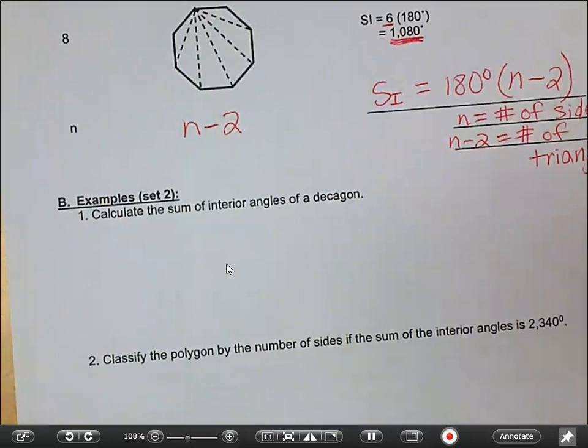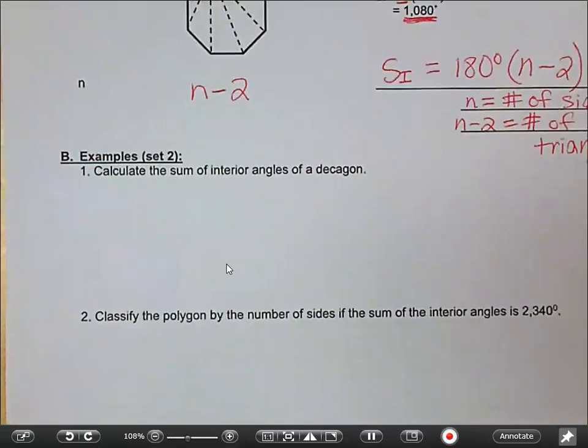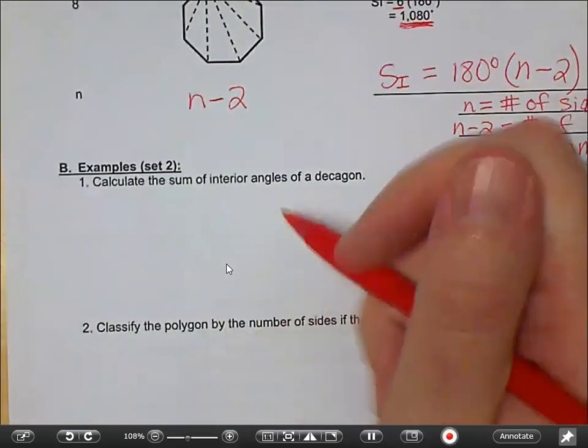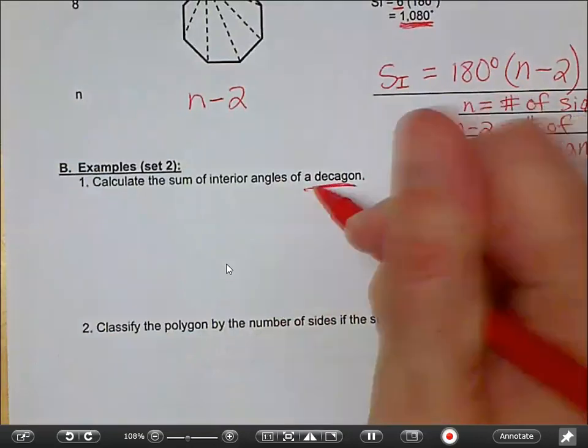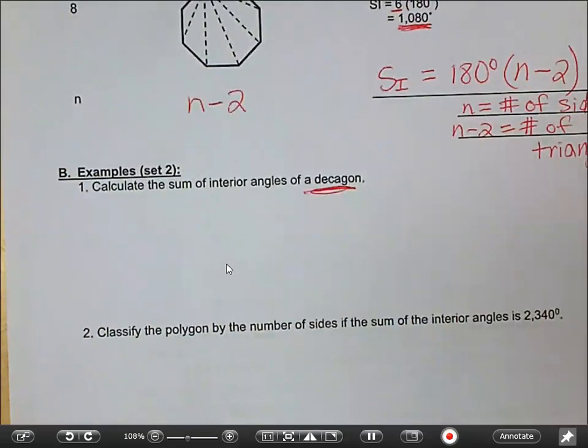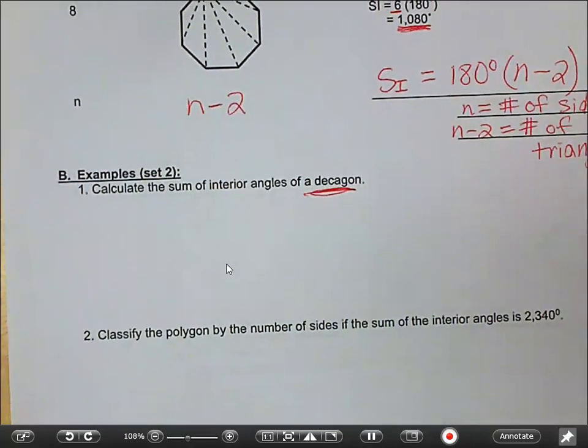Okay, we're going to put that to some use. I'm going to calculate the sum of the interior angles of a decagon. See if you remember without looking. How many sides does a decagon have? If you said 10, you are correct. What did you win by being right? Absolutely nothing. Sorry, let's continue.